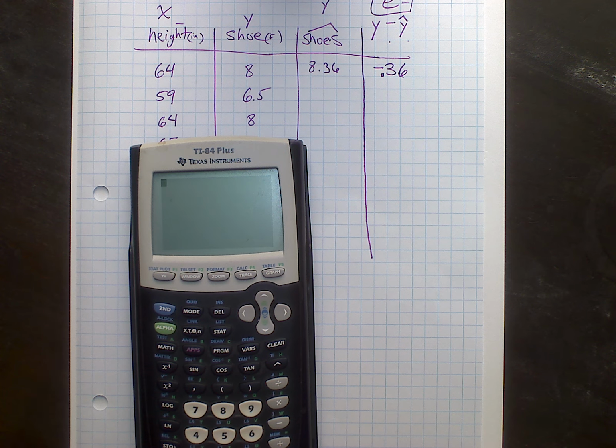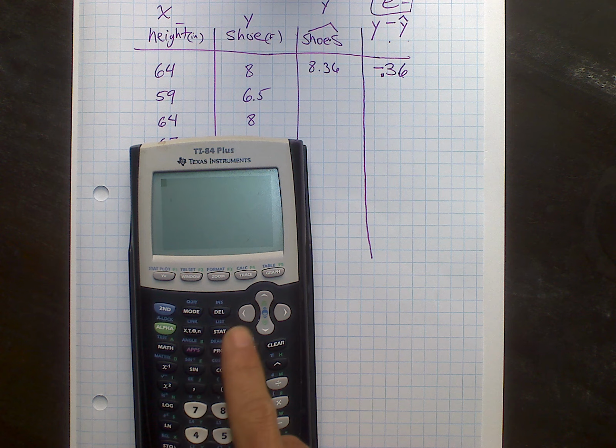Good morning, students. I would like to recap what we just talked about: looking at a scatter plot, coming up with a linear regression, finding the residuals for each of the individuals of the class based upon their predicted values, their predicted shoe sizes, and then looking at the residual plot and determining if the linear model was appropriate.